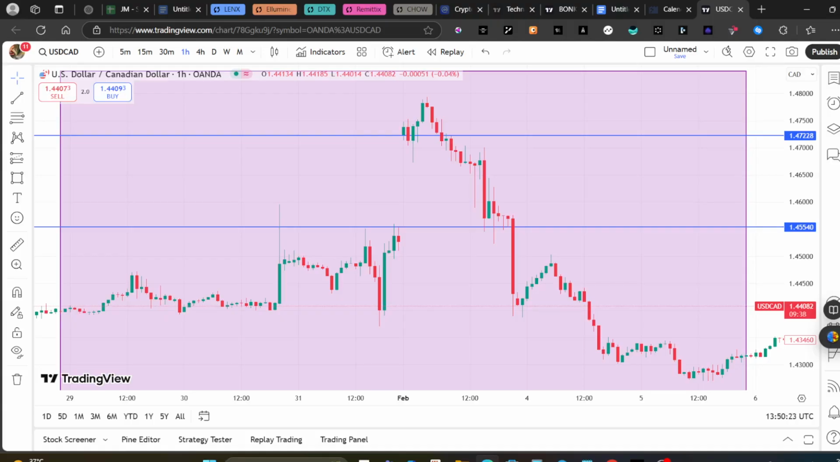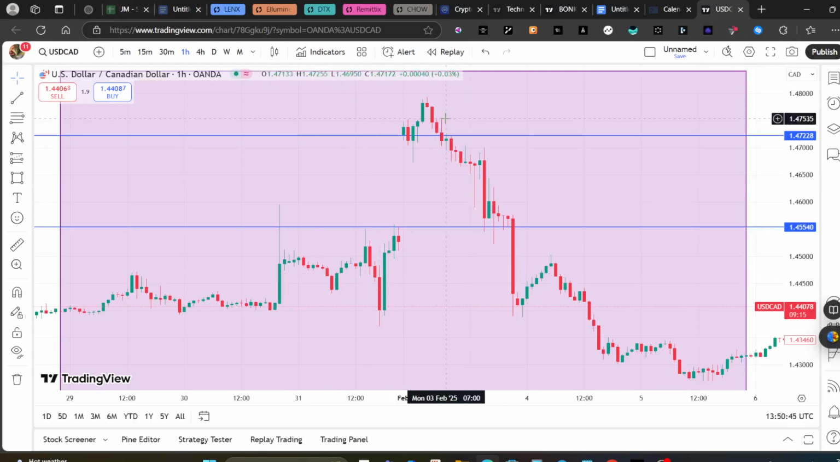Now let's break down how you can trade order imbalances effectively. The first step is to identify the imbalance zone. Look for strong moves in price with little or no pullback. These areas create what we call an imbalance zone, where price has moved too aggressively, leaving unfilled orders behind.